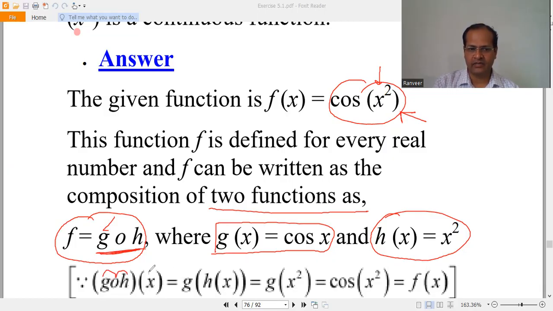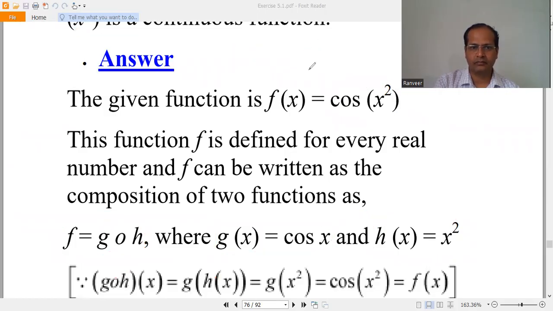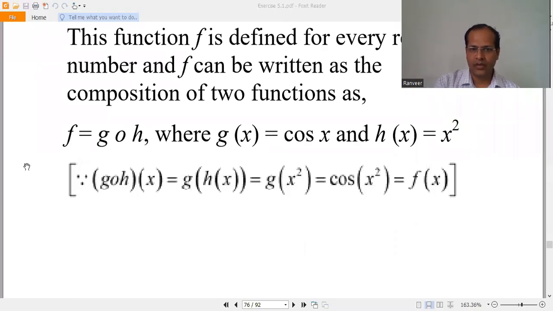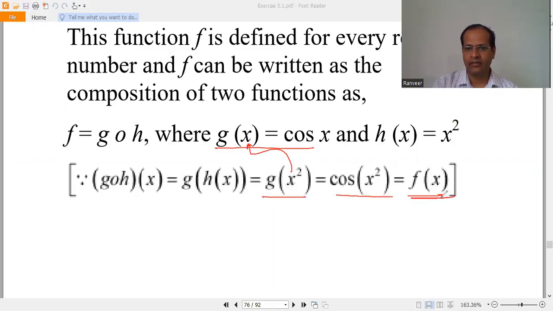So g of h x we can write g of h(x). Just you can see here. Now h(x) value is x square. First we have to write that, and after that in g of h(x) we have to substitute the value, g of x square. So g(x) value is this. Once we substitute x square in place of x, this is cos x square. This is equal to f(x). So it is equal to the given function f(x).